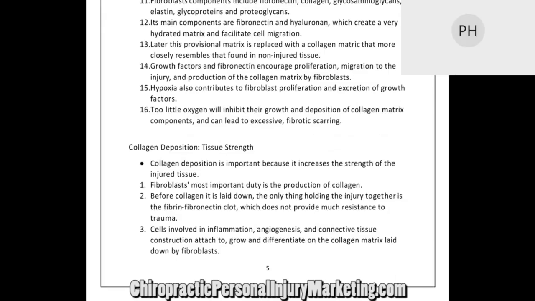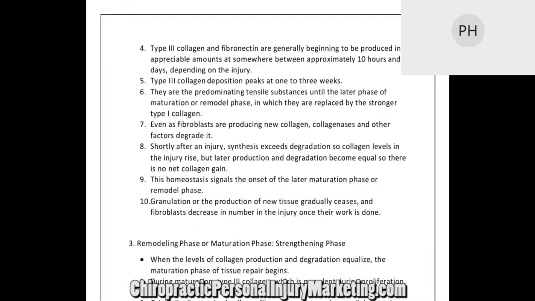Now we go to collagen deposition and tissue strength. This is during the repair phase. Collagen deposition is important because it increases the strength of the injured tissue. The fibroblast's most important duty is the production of collagen. Before collagen is laid down, the only thing holding the injury together is the fibronectin clot, which does not provide much resistance to trauma. Cells involved in inflammation, angiogenesis, and connective tissue construction attach to, grow, and differentiate on the collagen matrix laid down by the fibroblasts. So this is everything we're trying to influence with therapeutics.